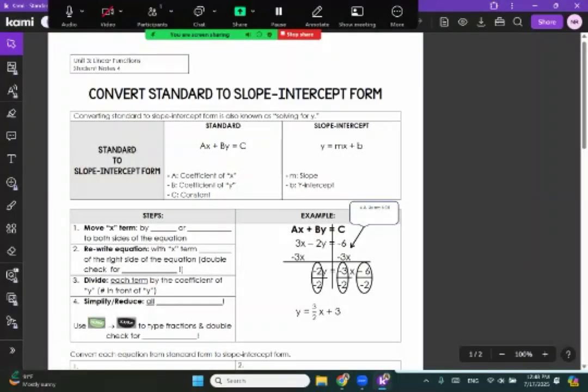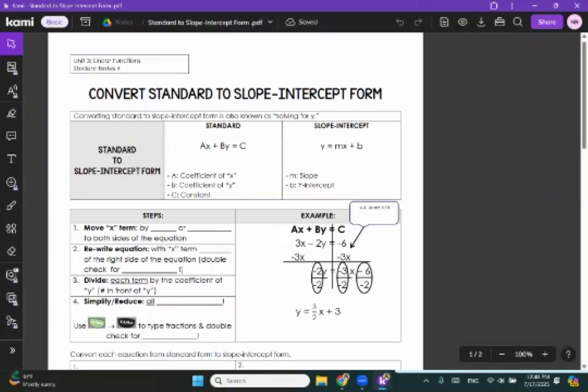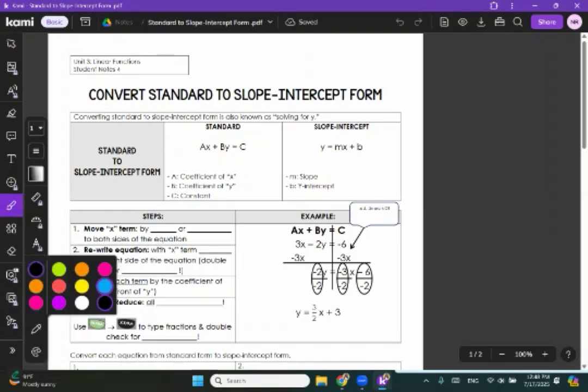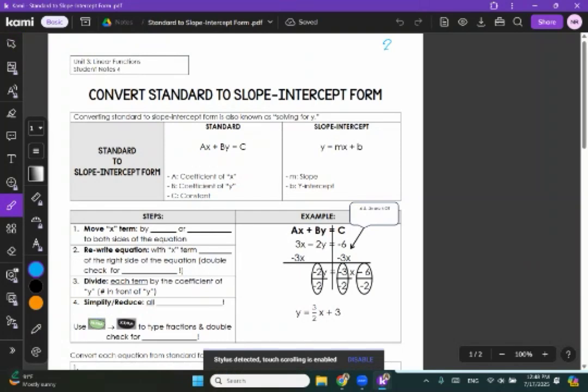Okay, so before moving on to the next step in slope, which is learning slope-intercept form, the main formula that we're going to use for all linear equations, I felt it was very, very important for you guys to learn how to convert from standard to slope-intercept form first. This is going to be page 34 in your notebook, in your binder.